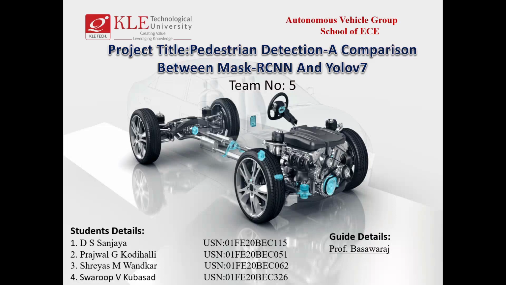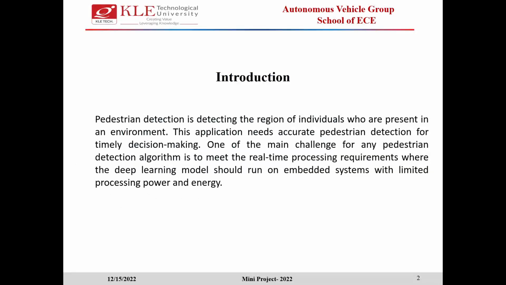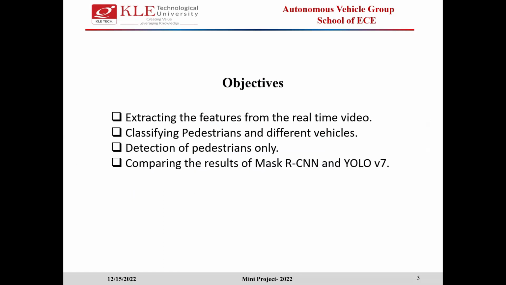Our project title is Pedestrian Detection and a comparison between Mask R-CNN and YOLO V7. It means detecting the regions of individuals who are present in an environment. Objectives: extracting the features from the real-time video, classifying pedestrians and different vehicles, detection of pedestrians only, and comparing the results of Mask R-CNN and YOLO V7.